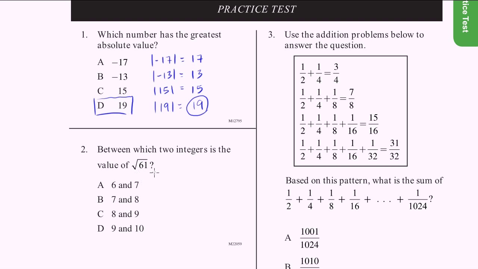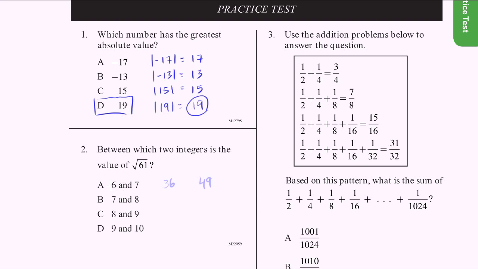So 6 squared is going to be 36. And then 7 squared is going to be 49. So this isn't going to be the case, right? Because 61 is greater than 49. So the square root of 61 is going to be greater than the square root of 49.